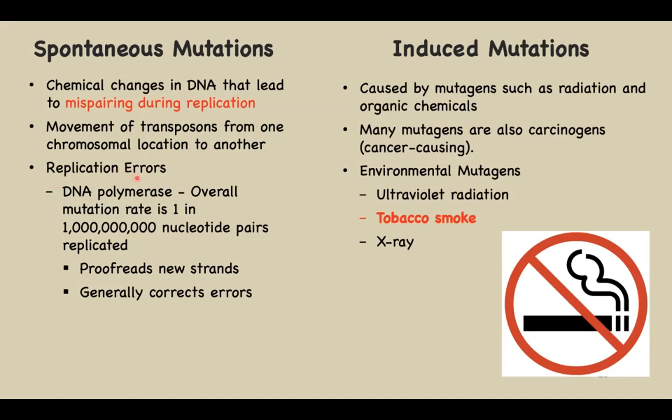selalunya we don't take it seriously because we have the DNA polymerase. DNA polymerase ni dia sangat-sangat efficient. Dia boleh detect the overall mutation rate ni. Okay? So because DNA polymerase is very efficient that it can proofread all the new strand and correct the errors. So selalunya when we say spontaneous mutation, kita akan relate it to the mispairing during replication. Sama ada during S phase replication ataupun during the mitosis phase itself lah.